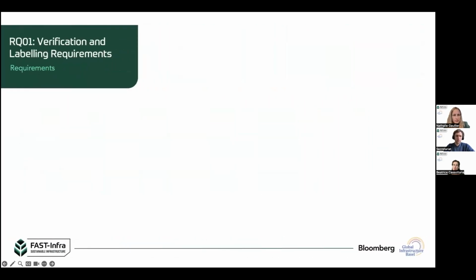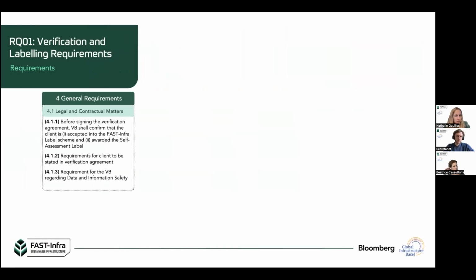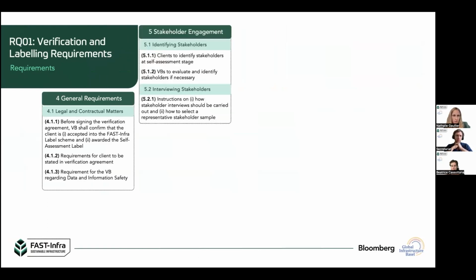So here into a little bit more details. A bit of precision on top of ISO 17021. So we ask the verification body to have a verification agreement together with the project. So both need to agree on this and sign it. So in this agreement, there are some requirements for the client to be stated, and also requirements to the verification body, for example, in terms of data safety and these kinds of things.